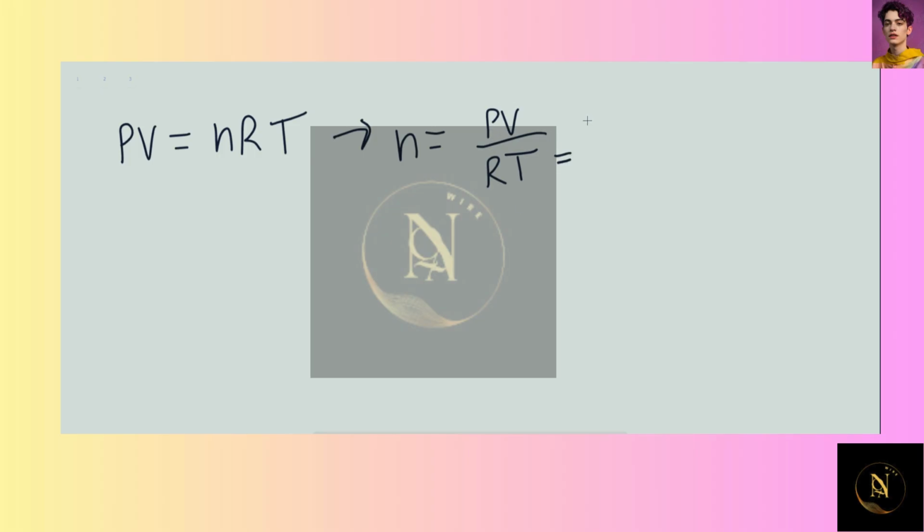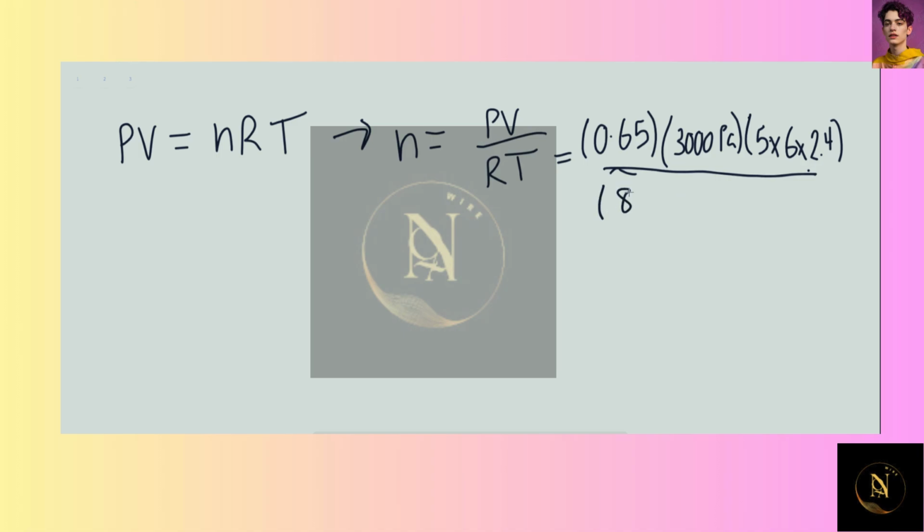So putting in some numbers, we have 0.65, this is the humidity, 3,000 Pascal, 5 times 6 times 2.4 gives us the volume of the room in cubic meters. Of course, we have the gas constant, 8.314 joules per mole Kelvin. And our temperature, which needs to be in Kelvin, so you have 273 plus 24 K. And once we crunch this, we have 56.8 moles.